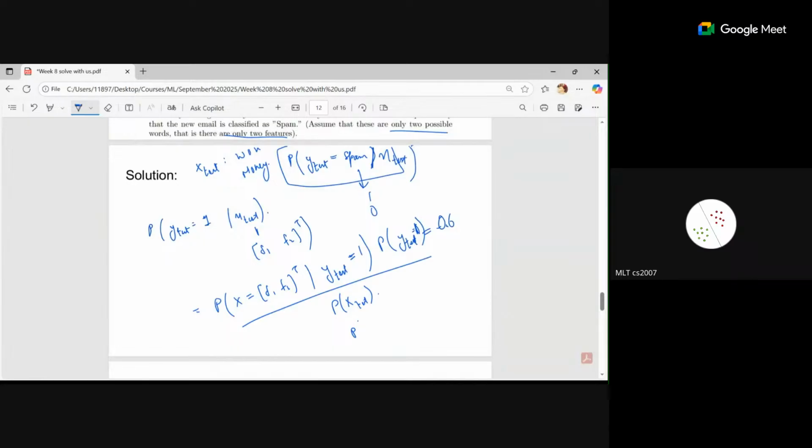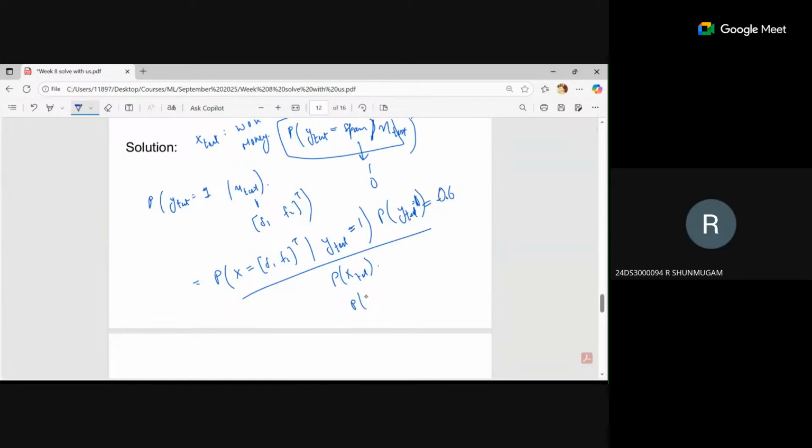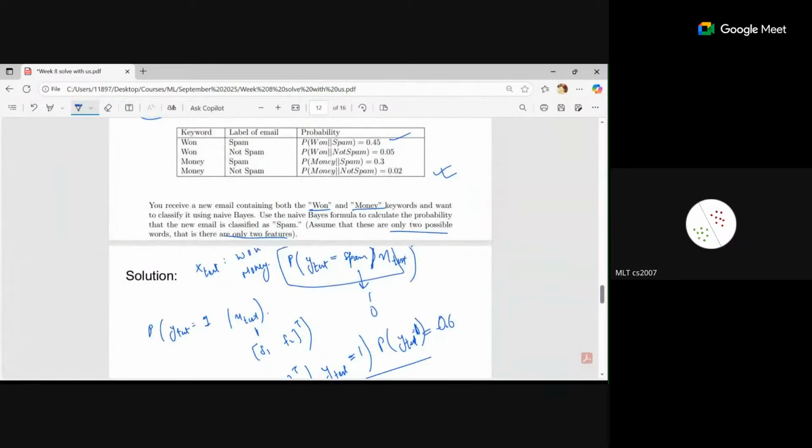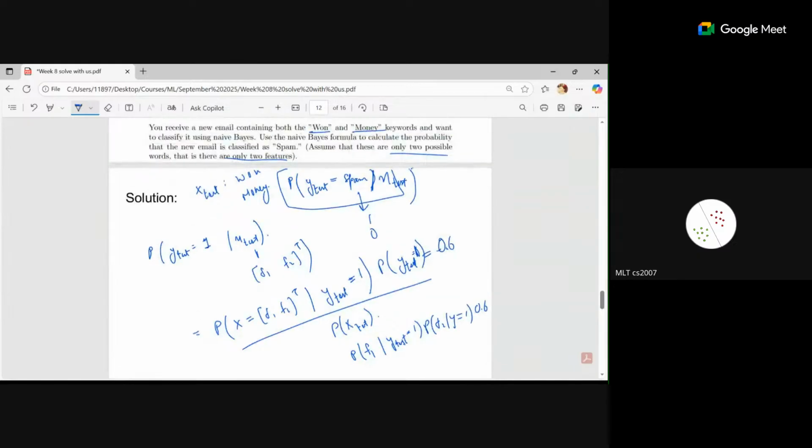Maybe we can call f1 to be 1 and f2 to be money. Okay, so f1 to be 1. So y test is equal to 1 times probability of f2 given y is equal to 1 times 0.6. Now look at this table. So spam we have in these two cases.